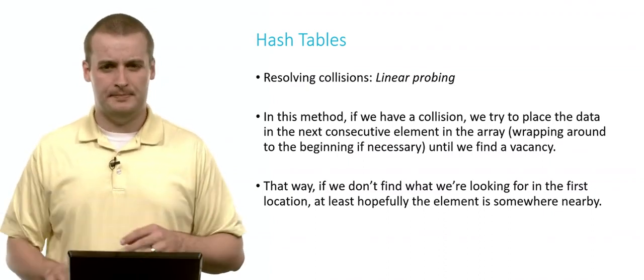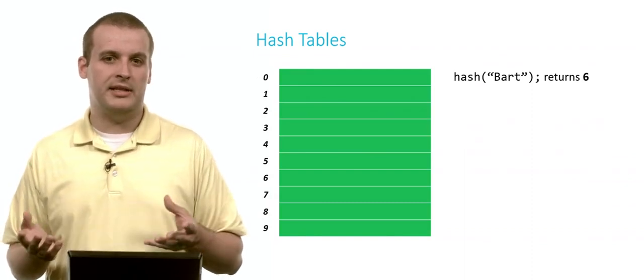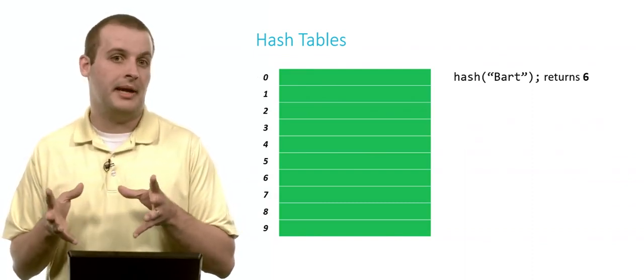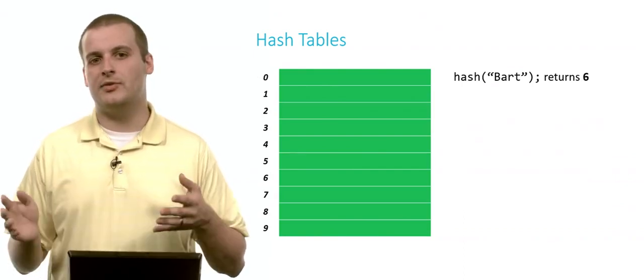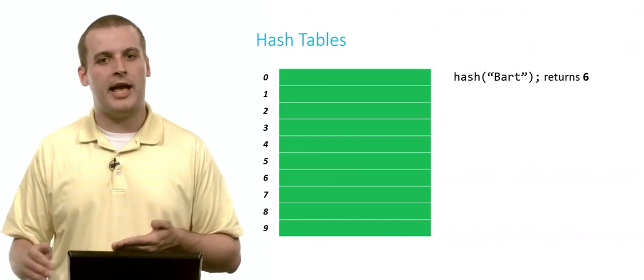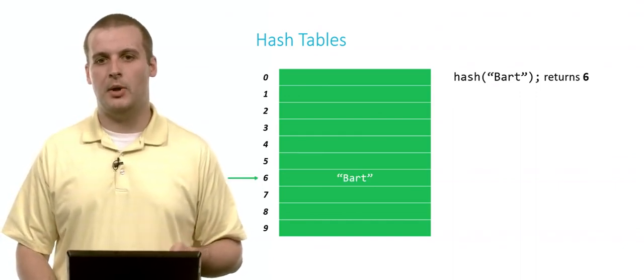So maybe that'll work. So let's see how this might work out in reality, and let's see if maybe we can detect the problem that might occur here. Let's say we hash Bart. So now we're going to run a new set of strings through the hash function. And we run Bart through the hash function. We get hash code 6. We take a look. We see 6 is empty, so we can put Bart there.